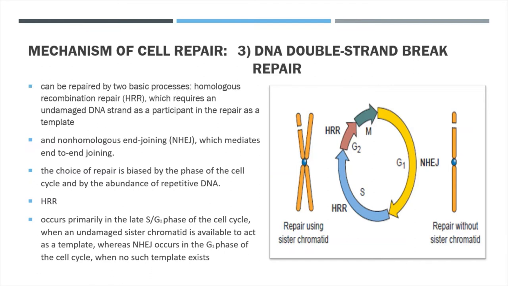And then when an undamaged sister chromatid is available to act as template, whereas NHEJ, which is non-homologous end joining, occurs in the G1 phase of the cell cycle when there is no such template existing or needed.